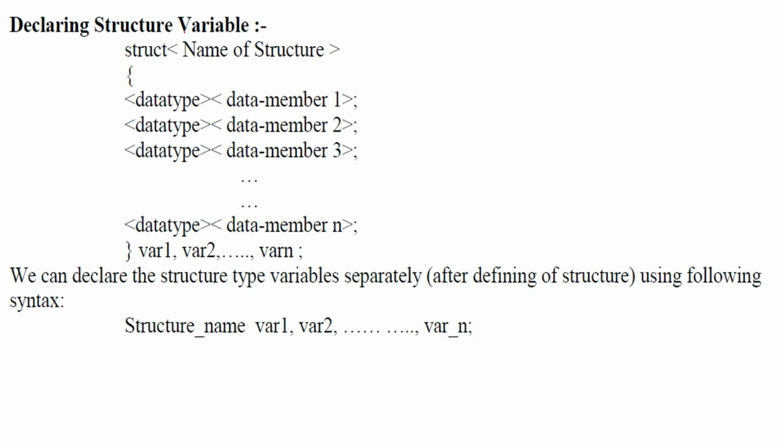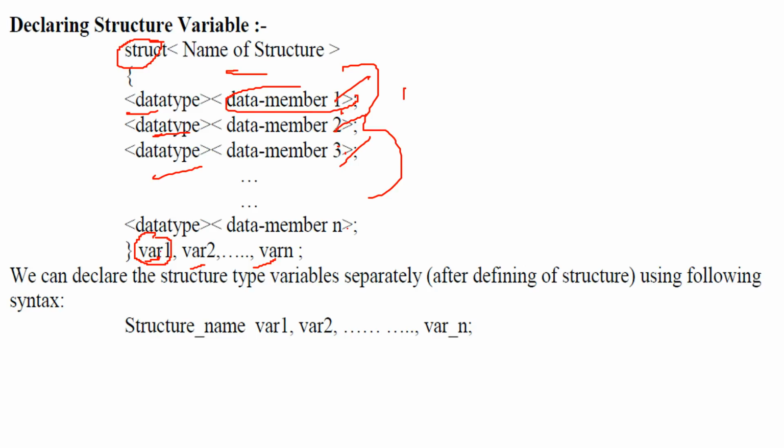So this is how to declare a structure variable. You have struct, the name of the structure, and different data types, and you have different data members here, and we have various variables. Now you have made a structure, and when we have made a variable, this variable will have access to all these members. So if I want to access this member, say this is member 1, and this is var1, I'll say var1.1, if I'm just naming data member 1 as 1. So this is how we access the members of the structure.